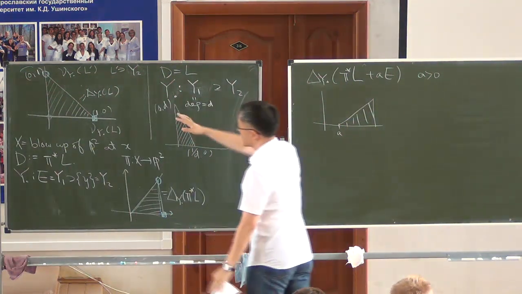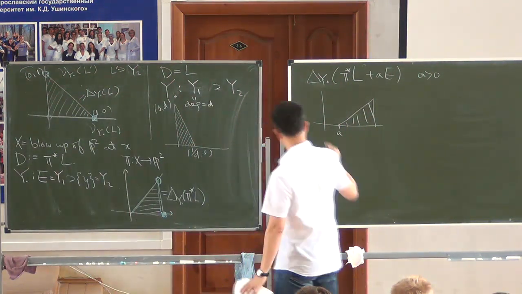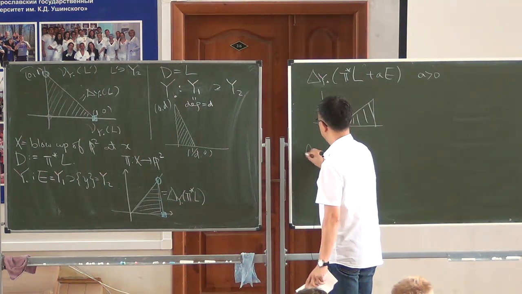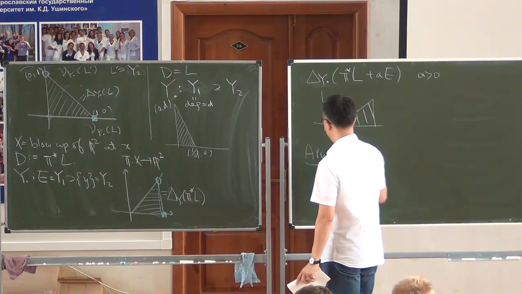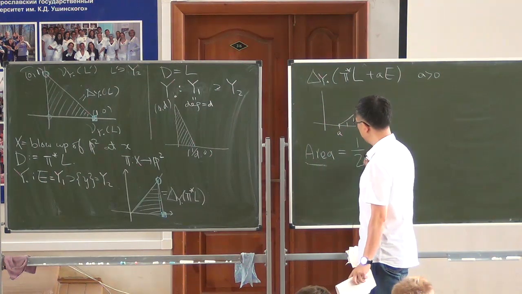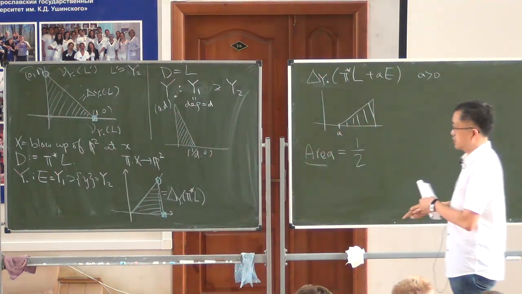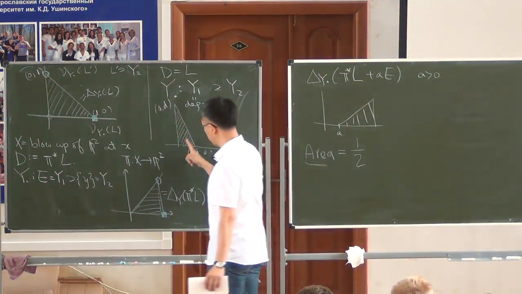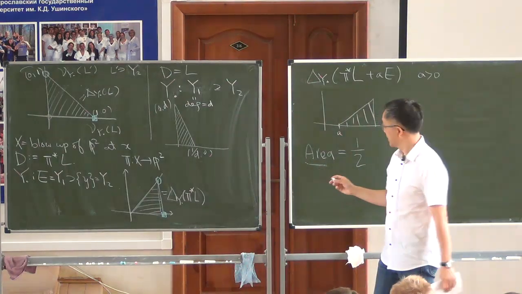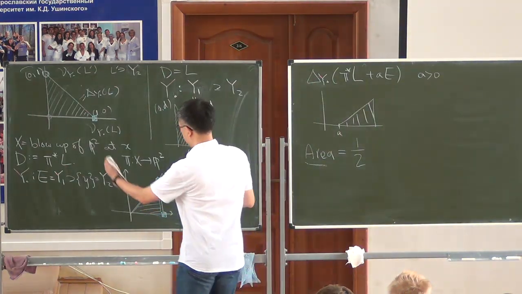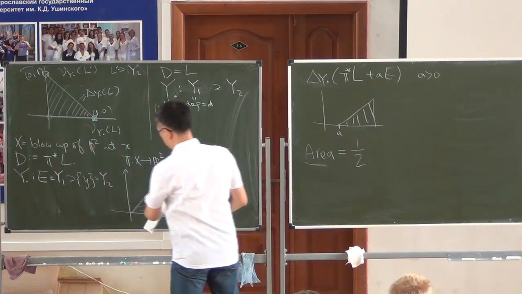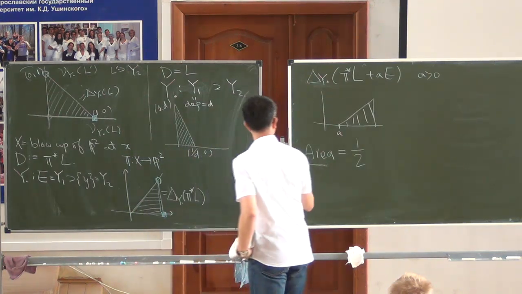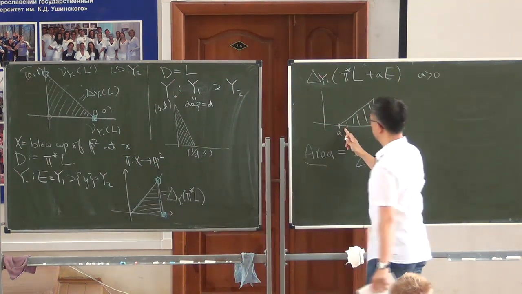So what properties do they have in common, if you look at these four examples? If you compute the area, they are always 1/2. Base is 1, height is 1, so this is 1/2, and so on. And what's the difference between these three and this one?